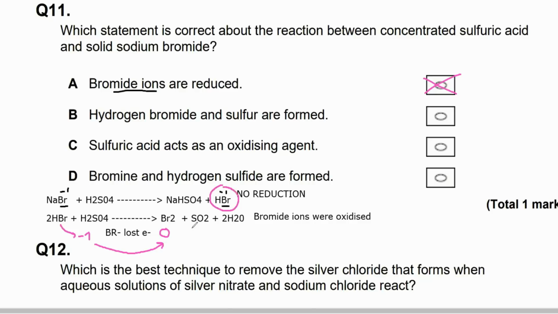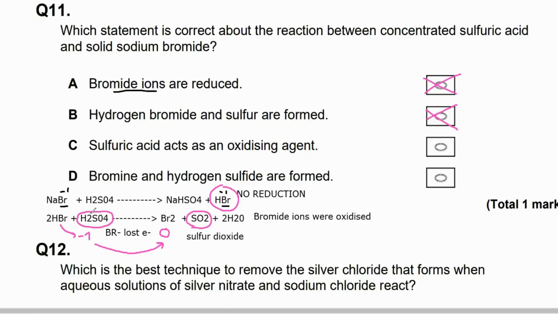No, bromide ions do not get reduced. They lose their electrons, so they're oxidized. Is hydrogen bromide and sulfur formed? No, we don't get sulfur formed. We get sulfur dioxide formed. It's not a strong enough reducing agent to reduce the sulfuric acid to sulfur. You'd need iodide ions for that.